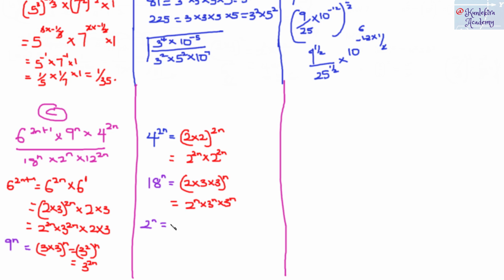That's 2n. Now let's go to the last one, 12. 12 raised to the power 2n. Find the factors of 12. That's 2 times 2 times 3. Now raised to the power 2n. When you open your bracket, you have 2 raised to the power 2n times 2 raised to the power 2n times 3 raised to the power 2n.